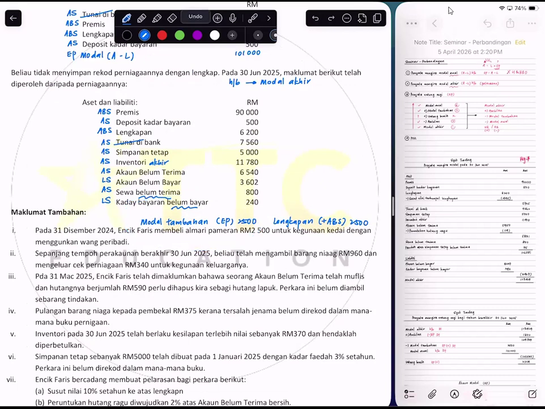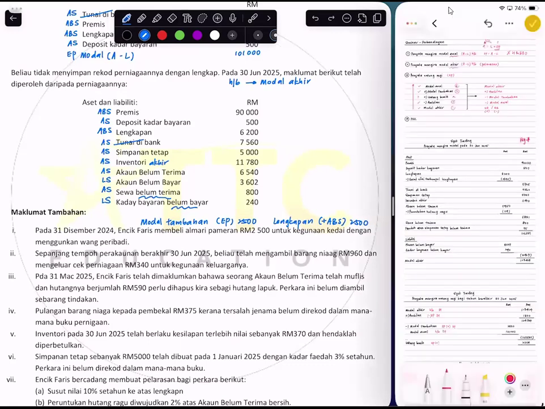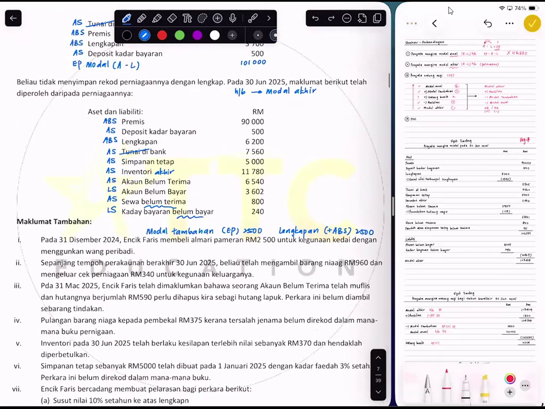But the key point here, the most tricky part for kaedah perbandingan will be, you need to check the question. Did they record the transaction or not? Okay, for the students who just came in just now, we are on page number 7 now. Okay, so for the first sentence, did they mention we haven't recorded the transaction? No, right?